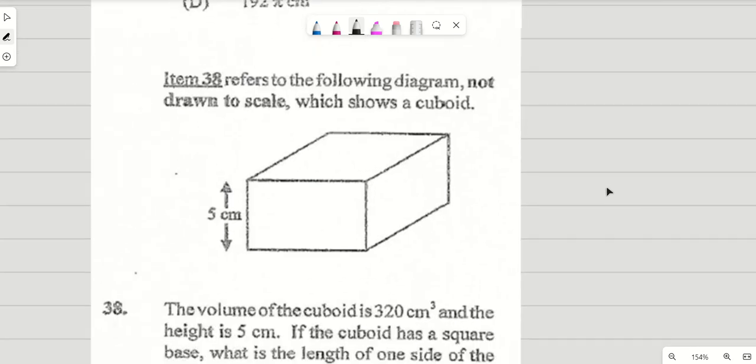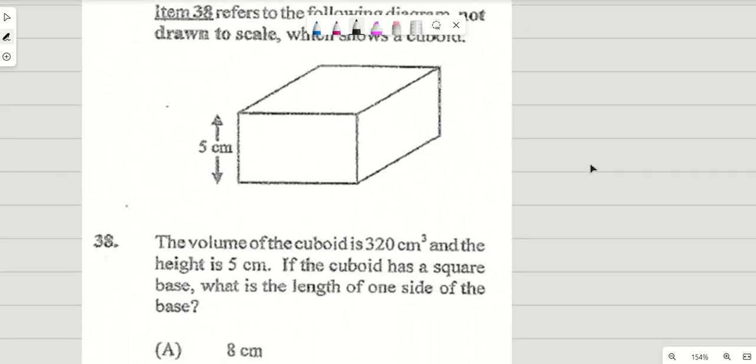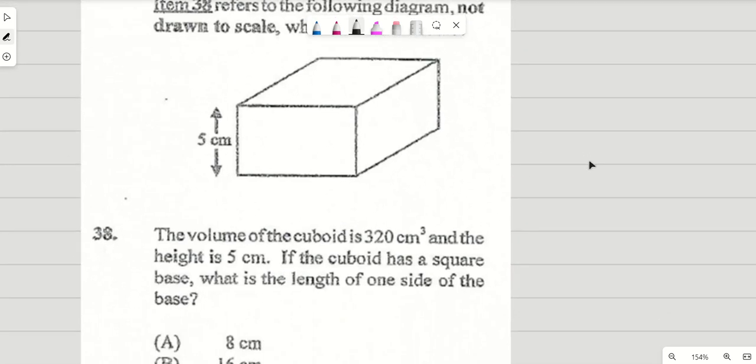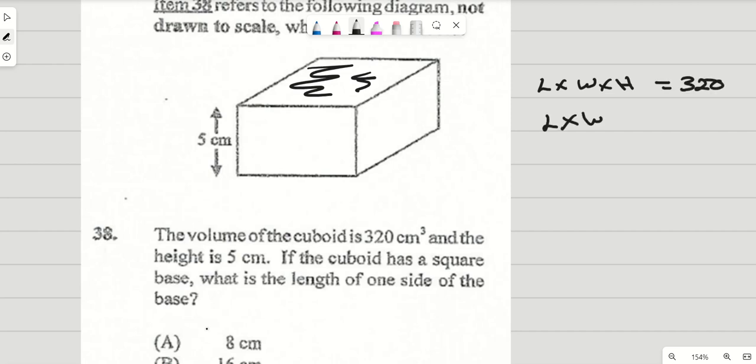Right? Item 38 refers to the following diagram, not drawn to scale, which shows a cuboid. The volume of a cuboid is 320. The height is 5. If the cuboid has a square base, what is the length of one side of the base? First off, they're telling you that this side here is a square, right? So the length and breadth have to be the same. So we know volume of our cuboid is length times width times height is equal to 320. First off, length and width is equal. So length times width times 5 is equal to 320.